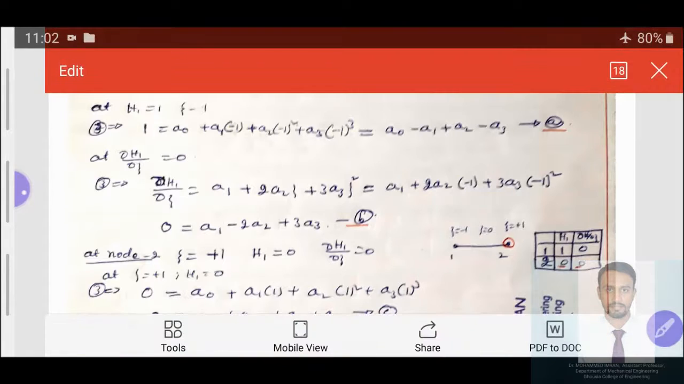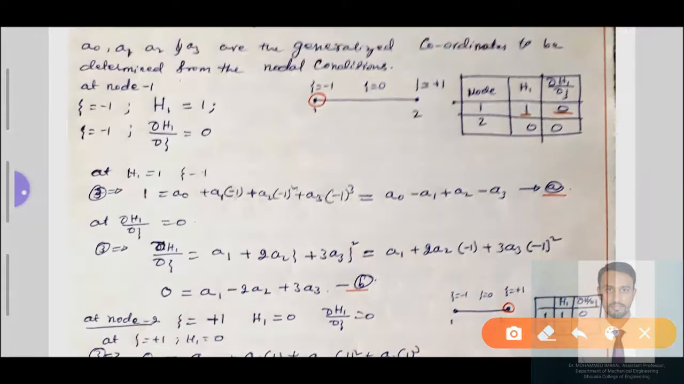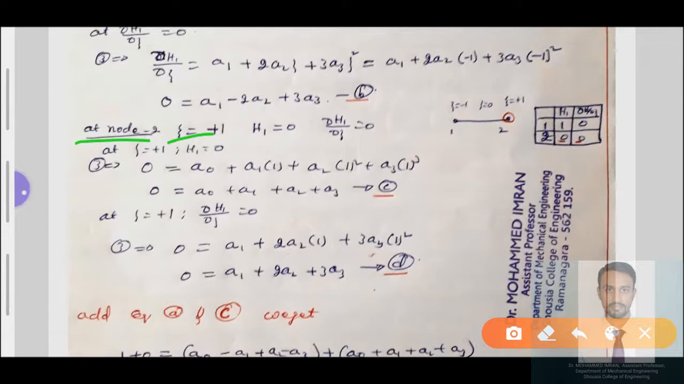Now I'll take node number 2, with respect to the Hermite shape function h1 at node number 1. At node number 2, zeta is equal to plus 1, then h1 becomes 0, because the effect with respect to the transverse variable at node number 1 will not affect node number 2. Similarly, the rotation-based effect with respect to the transverse displacement at node number 1, v1, depends upon h1, that is 0, and ∂h1/∂zeta is equal to 0 at node number 2, where zeta is equal to plus 1.